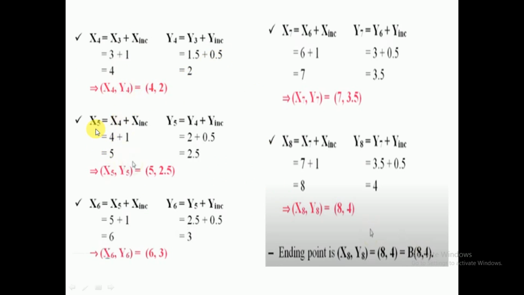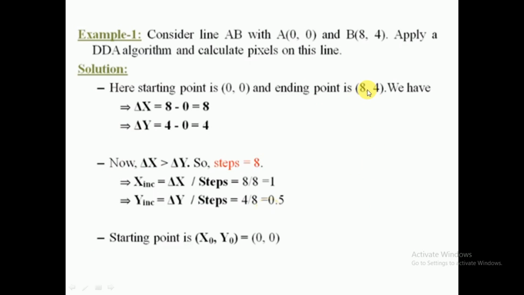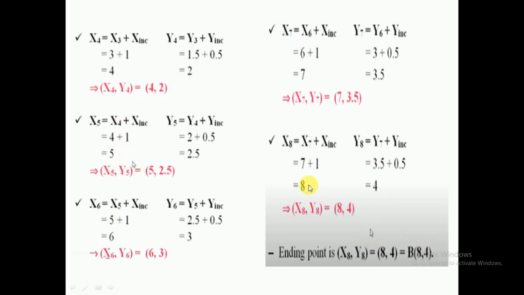Then x5, y5: x4 is 4, the x increment is 1, so that is 5. y4 is 2, the y increment is 0.5, so that is 2.5. That is x5, y5: 5, 2.5. Like this you calculate for all, up to 8, 4, because the last value is 8, 4. Once you get 8, 4, then you stop.